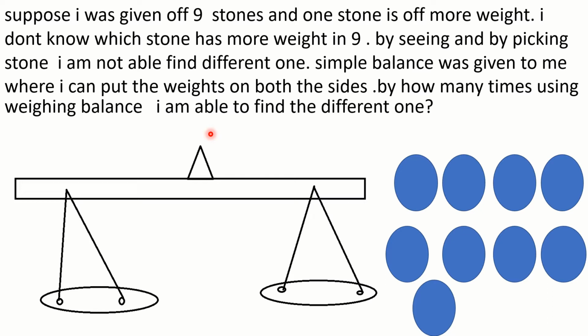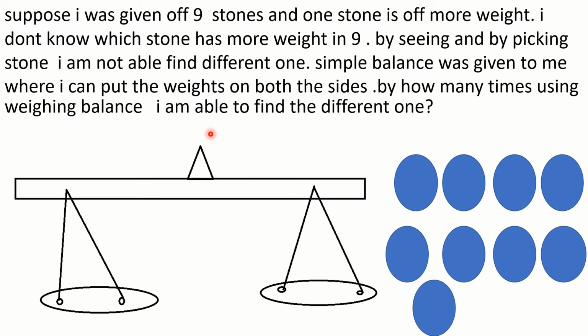With the normal thinking, we will put 4 on one pan and 4 on the other pan. If it shows the same balance, the same level, then the ninth one, the remaining one which is not in the pan, will be the odd one. If one pan goes down because of overweight, that group has the stone with more weight, meaning that group has the odd one.